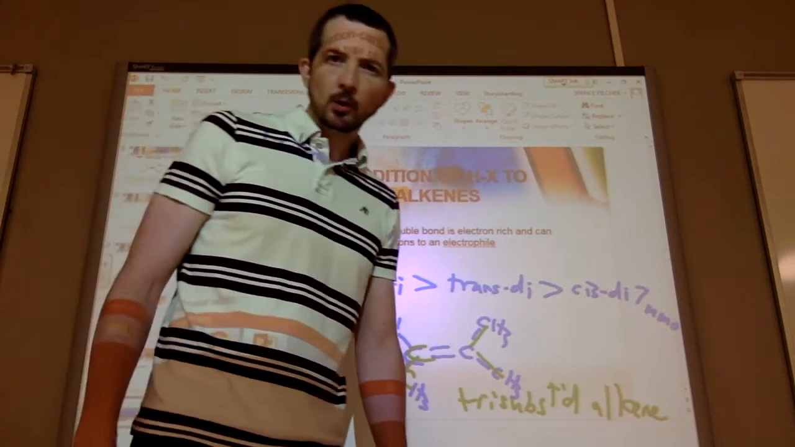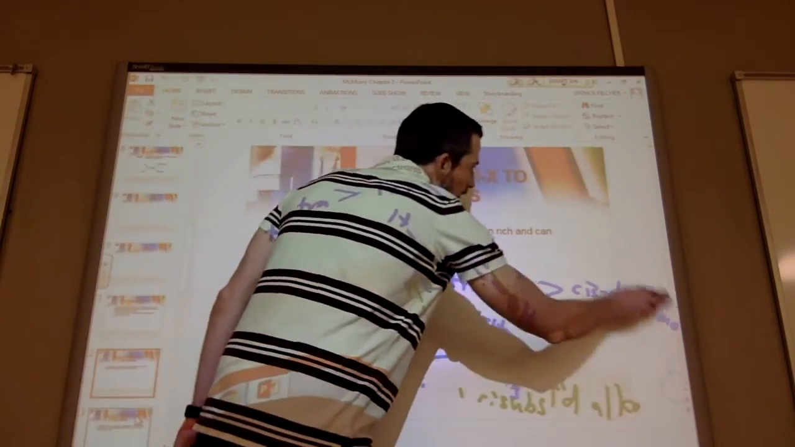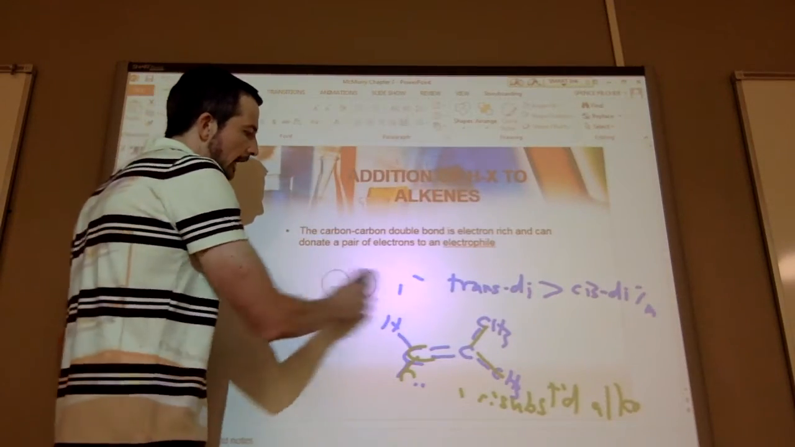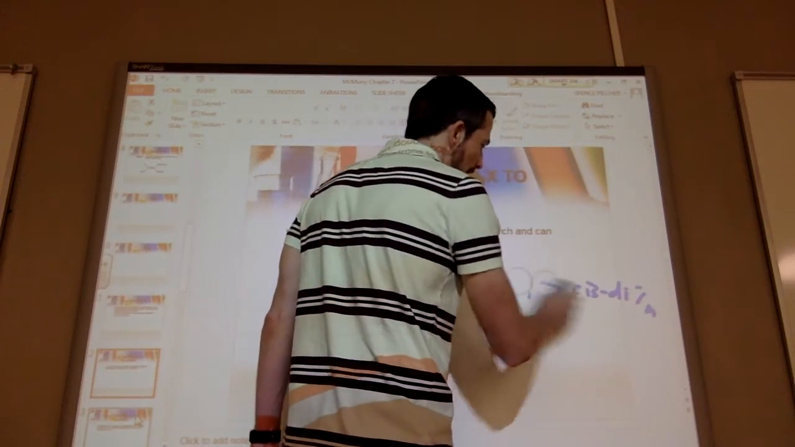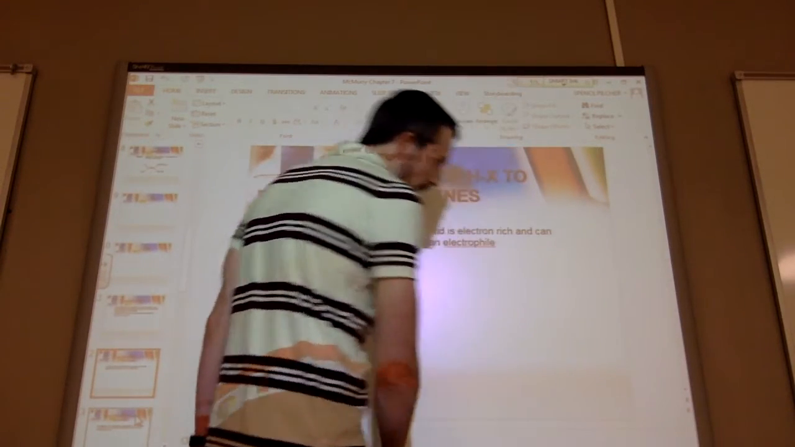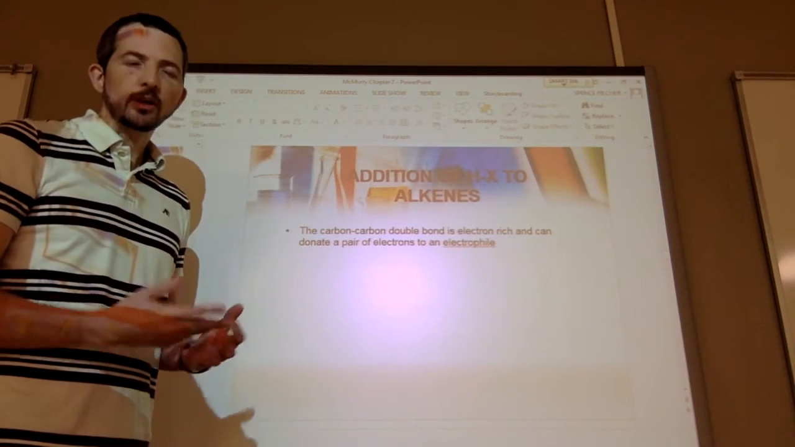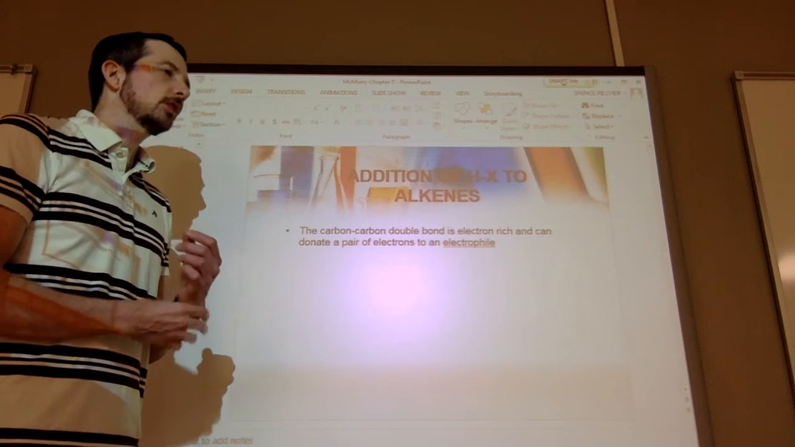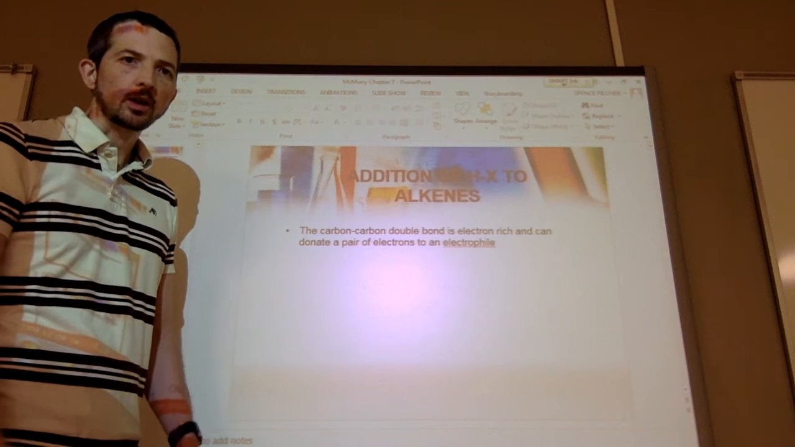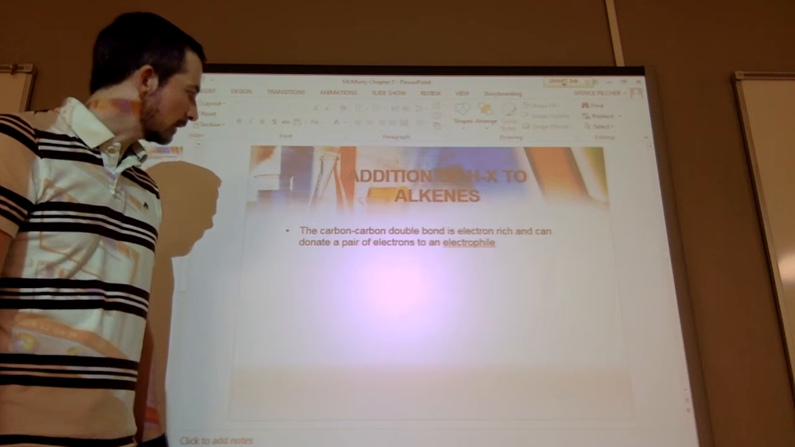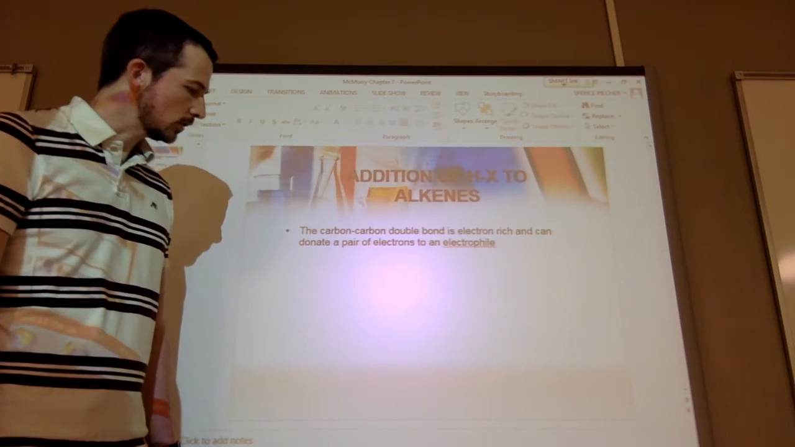So now we're getting to the last part of chapter 7. We're going to start looking at reactions. So we had an overview the last chapter where we talked about nucleophiles and electrophiles. So we saw the types of nucleophiles are something that was electron rich. So something with a minus charge, extra electrons, lone pair of electrons, or the pi electrons of a double or triple bond. So the carbon-carbon double bond is electron rich and can donate a pair of electrons to an electrophile.